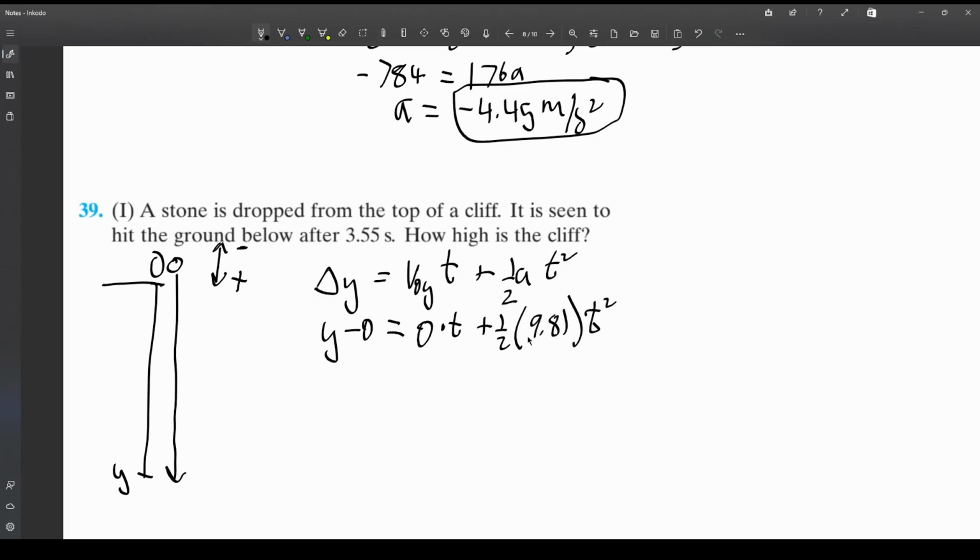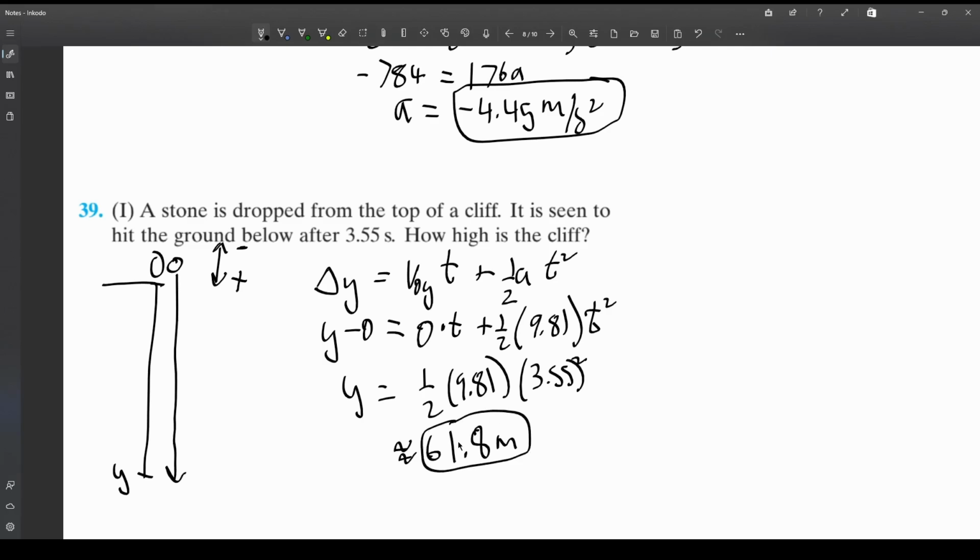And this is why I labeled the bottom as positive, because in here gravity is the only thing acting on this system. So if we can negate that negative sign, it'll just make the solving process that much easier for us. So with that being said, we can just plug in our value of 3.55 seconds. So y is equal to 1/2 9.81 times 3.55 squared, and you get approximately 61.8 meters.